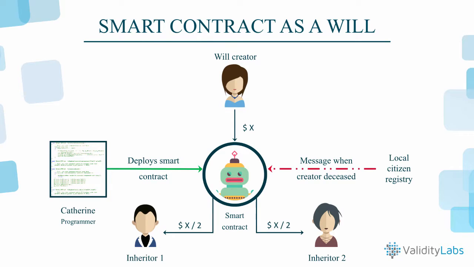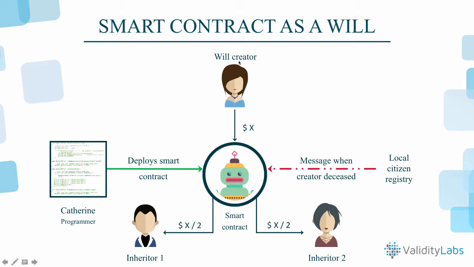For another example, let us explore the use of smart contracts as wills. In principle, wills are easy. They lay out how the assets of a person should be partitioned and distributed when the person is deceased. So you can imagine a smart contract to which the will creator sends her assets. The smart contract, marked in the center of this slide, has instructions that allow it to take information from a local citizen registry and partition the assets of the will creator.